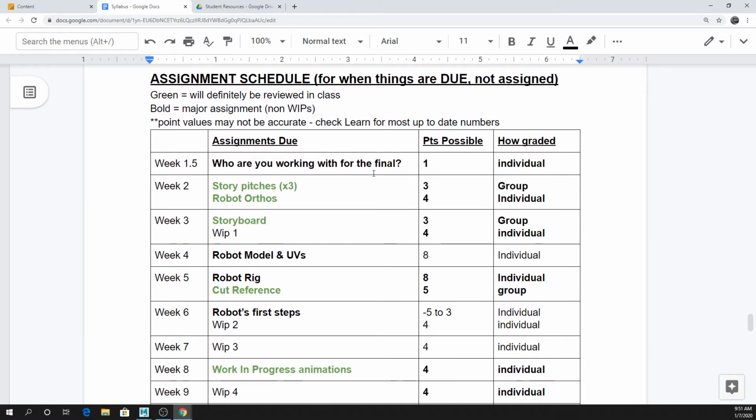Cool. All right, so this is the schedule for when assignments are due, not assigned. So if it says week 2, it is due week 2. It's not being assigned week 2 for week 3.